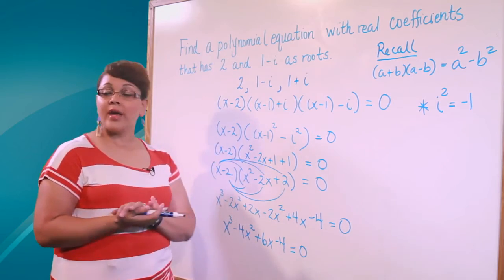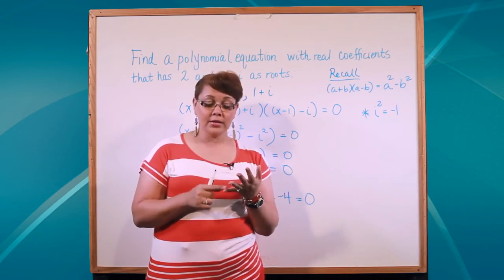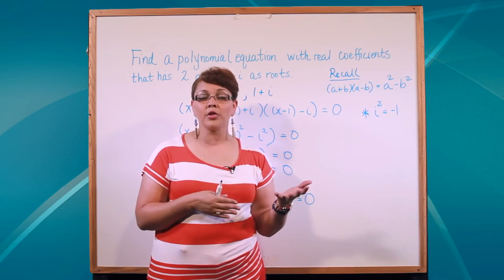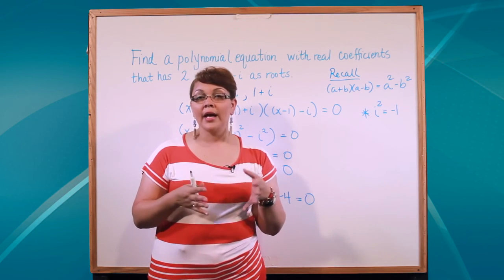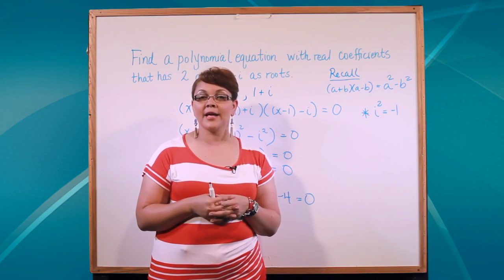So we have taken roots that were given to us, identified the fact that one root was imaginary, which means we had to find its conjugate pair first. We found the product of those 3 factors, and as a result, we were able to find the polynomial equation that contained those roots.